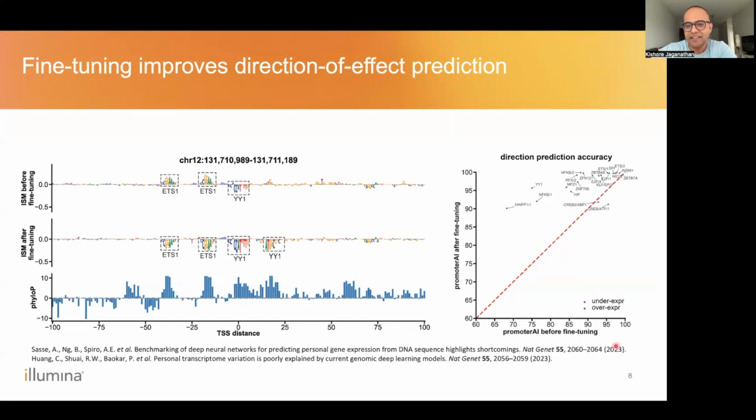And for all of them, we stratify the variants based on the known direction of effect, based on the TFs they overlap. And you see that across many, many different categories. So this also tells you that it's not just one or two motifs that the model is fixing because of fine tuning, but the improvement is broadly across different categories of motifs, where after fine tuning, the direction of effect is much more consistent with what is known with biology than before fine tuning.